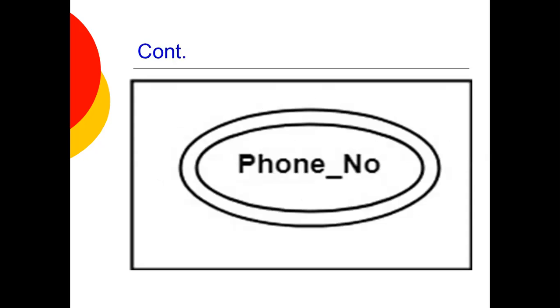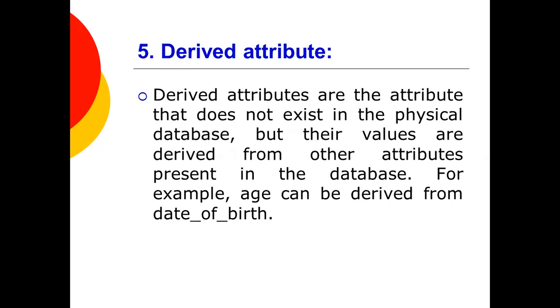Here you can see the phone number. Similarly, email ID. I am considering only one item, one attribute, which we are going to divide further. Now, derived attributes. An example of a derived attribute is an attribute that does not exist in the physical database, but its values are derived from other attributes present in the database. For example, age.